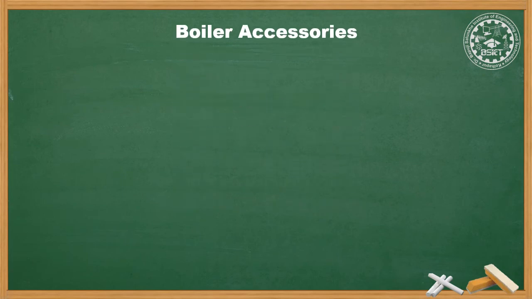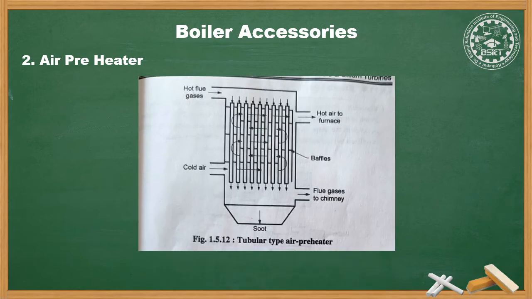Second boiler accessory, air preheater. As the name implies, the function of the air preheater is to increase the temperature of air before it enters the furnace. That is, the furnace used in the boiler for heating purposes. It is generally placed after the economizer, so the flue gases pass through the economizer and then to the preheater. The below figure shows a tubular type air preheater.